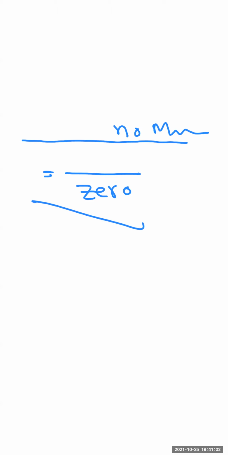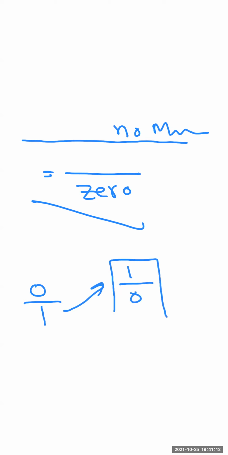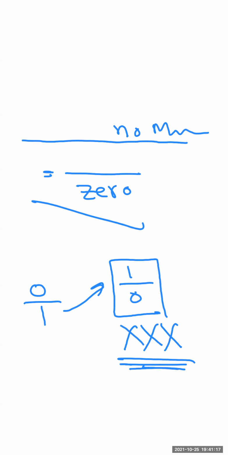Also because 0 is actually 0 over 1, if you flip this number, it will become 1 over 0. Dividing by 0 is not defined. That's why 0 has no multiplicative inverse. Okay, guys, are we clear to this point? Great.